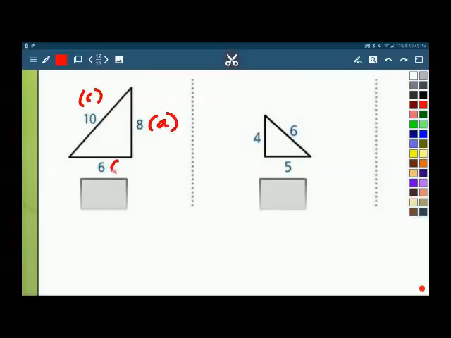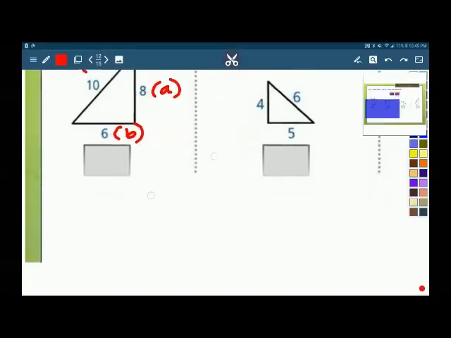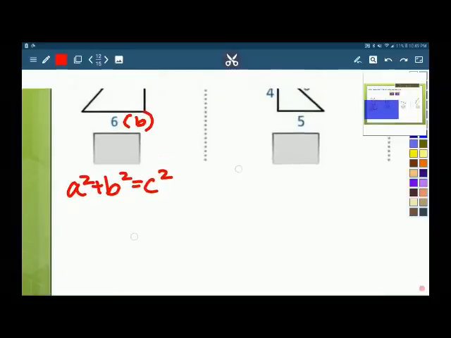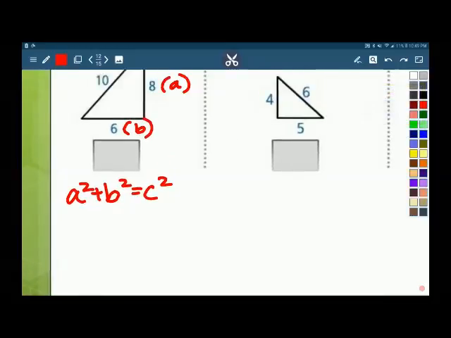Doesn't matter which one's A, doesn't matter which one's B. So I'm going to write my Pythagorean theorem out again. A squared plus B squared is equal to C squared. I've labeled A as being 8, so 8 squared. I've labeled B as being 6, so 6 squared equals then 10 squared.